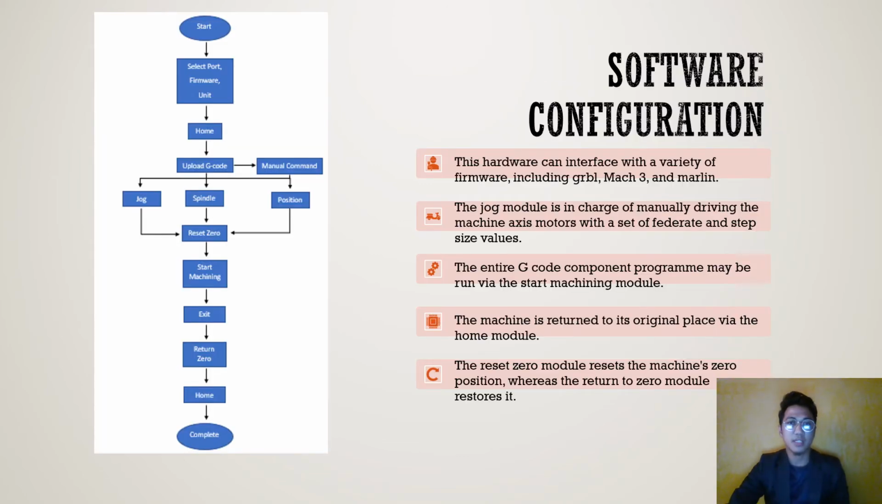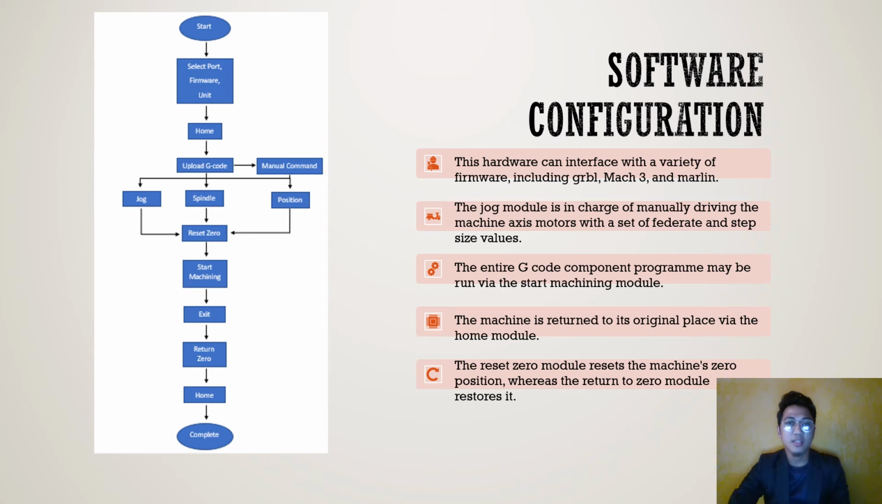Software configuration. Visual component technology is used to generate the entire software. The connectivity component is in charge of establishing a USB connection between the computer and the microcontroller. First point, this hardware can interface with a variety of firmware, including GRBL, Mach3, and Marlin. It is made up of both firmware and unit modules that allow users to choose between a connected USB port, microcontroller firmware, and operational units.